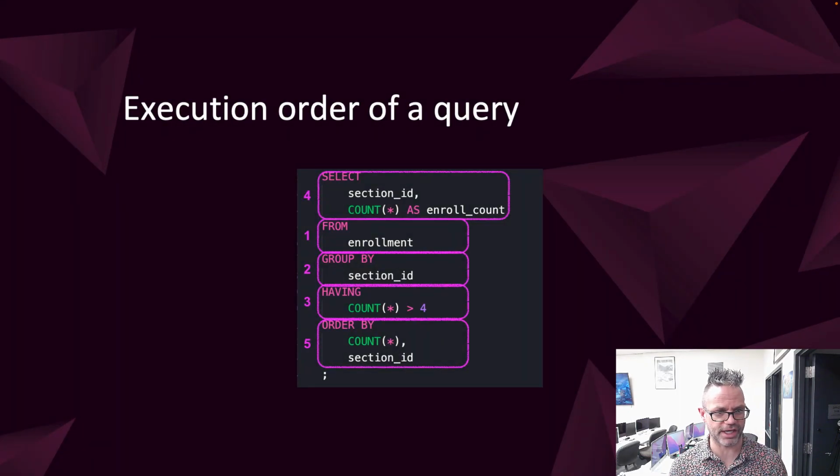We have select section ID, count as enroll count, from enrollment, grouping by section ID, having a count of asterisk greater than 4, ordering by count, and then section ID. The select clause is executed fourth, but first we have from, then group by, then having, back up to select for step 4, and then back down to order by for step 5. So again, the select clause, although it's written first, executes almost last every single time. So keep that in mind.